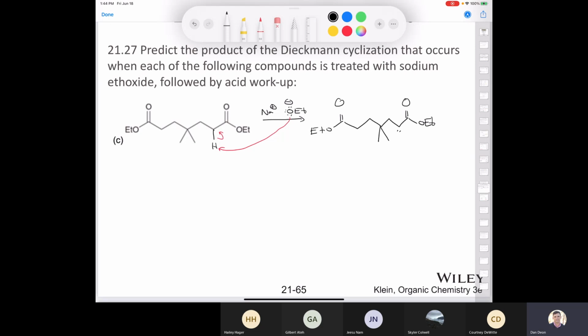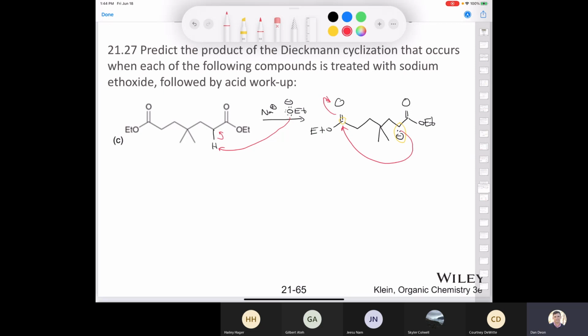So here is our enolate, like that. Okay, so now we have a good nucleophile, right? Our enolate is going to act as a nucleophile. This carbon is going to be the electrophilic center. So we're going to do a nucleophilic attack like this. Okay, we're going to end up with a tetrahedral intermediate.